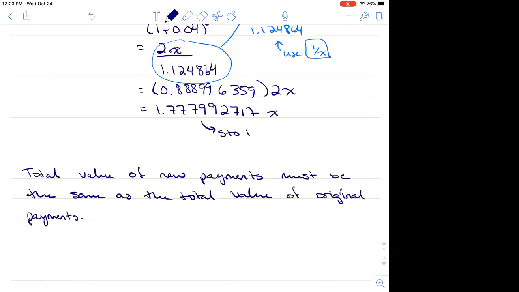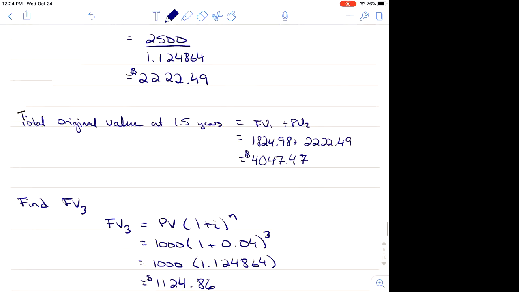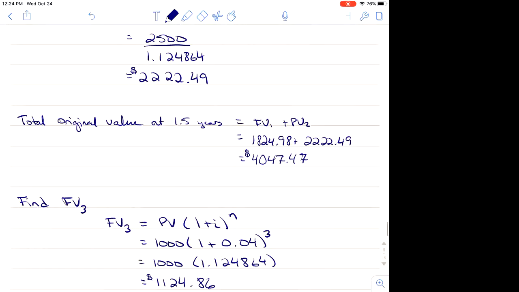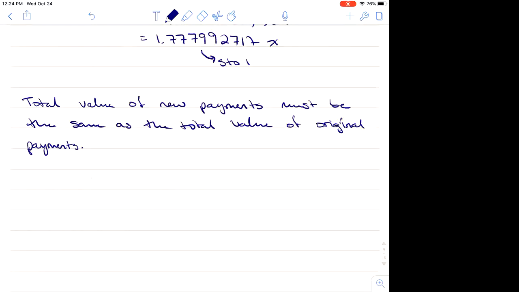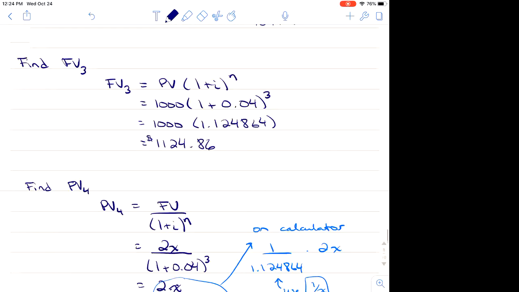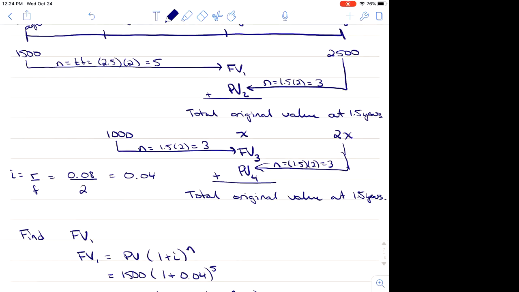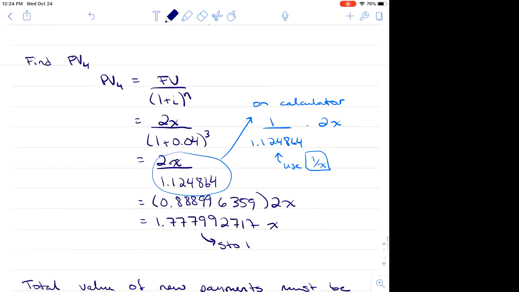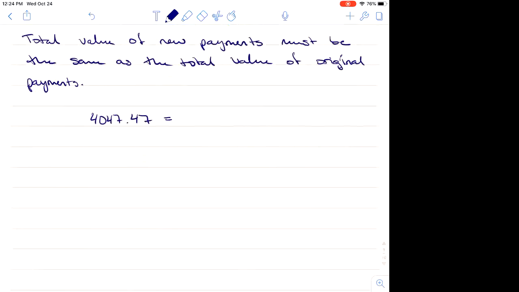Right. The total value of the original payments was $4,047.47. So $4,047.47 must be the same as, looking at our timeline here, X plus future value 3 plus present value 4. X plus future value 3 plus present value 4. Don't forget that X, right?